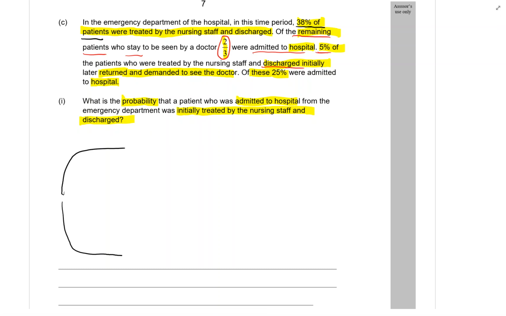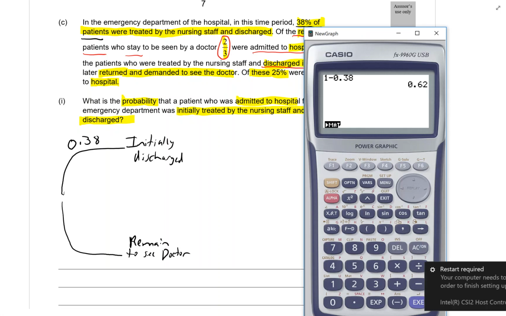Discharged initially or not. So initially discharged was 38%, and we always write it as a decimal or as a fraction, never as a percentage when you're doing a tree diagram. So initially discharged or remain to be seen by a doctor. And so that must be, what's 1 minus 0.38? And it's 0.62, isn't it?